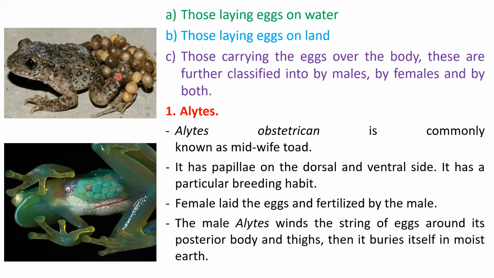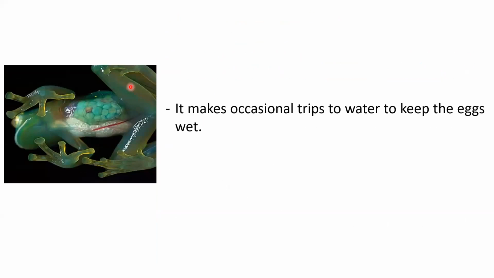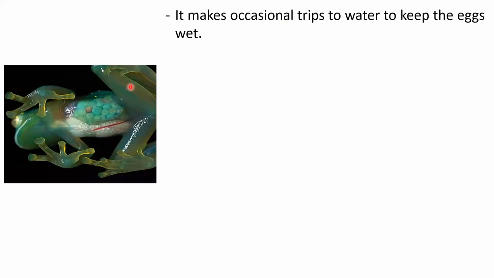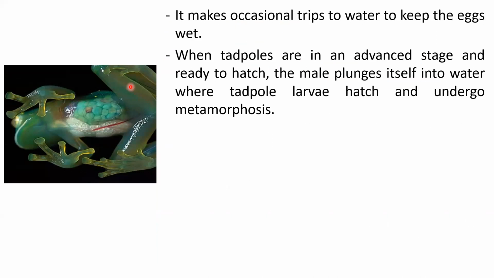And then these frogs bury themselves in a moist place. Buried means going inside the mud, going into the ground. Buries itself in the moist region, where there is more moist mud; in those places the males go into the ground. Then it makes occasional trips to water to keep the eggs wet.